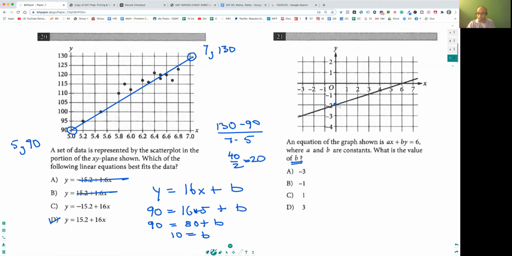Put this value, x equal to 0, which is this point here. So you get a times 0 plus b times negative 2 is equal to 6. B times negative 2 is equal to 6. So this goes away, and b is equal to 6 over negative 2, which is equal to negative 3. And so that's why this is the correct answer.